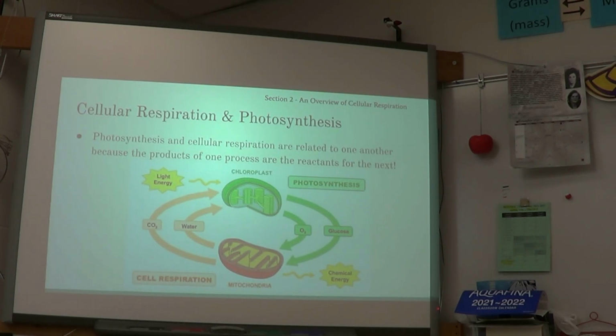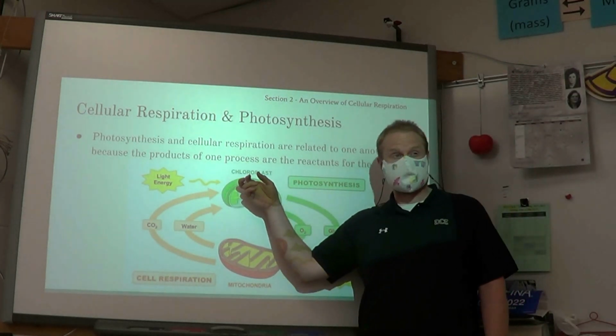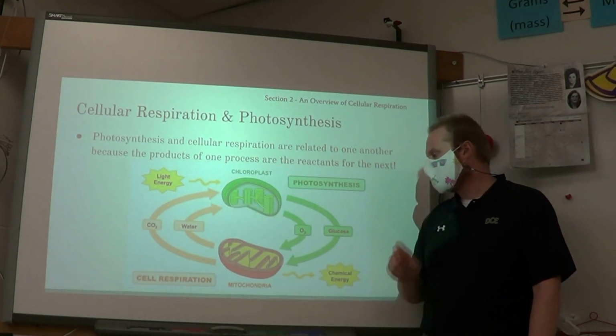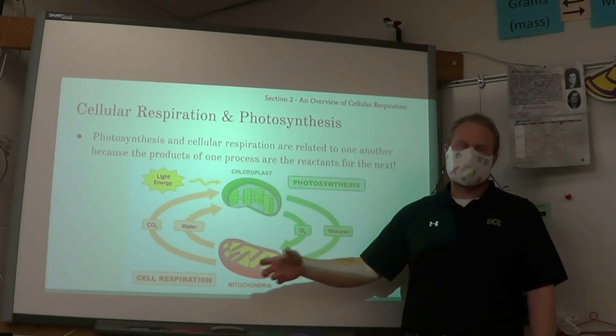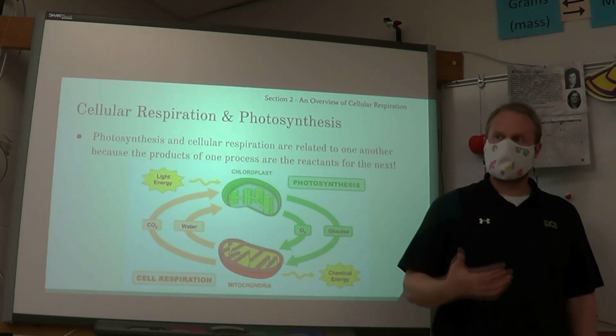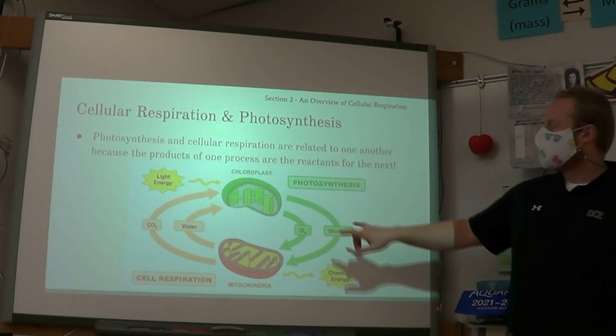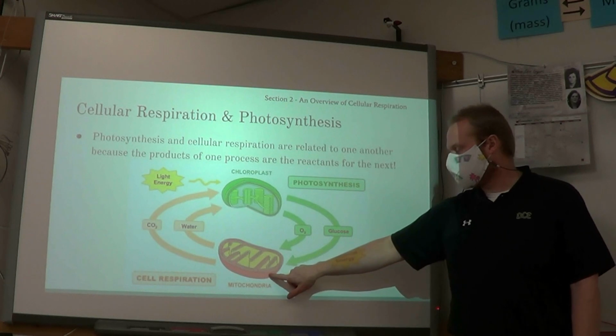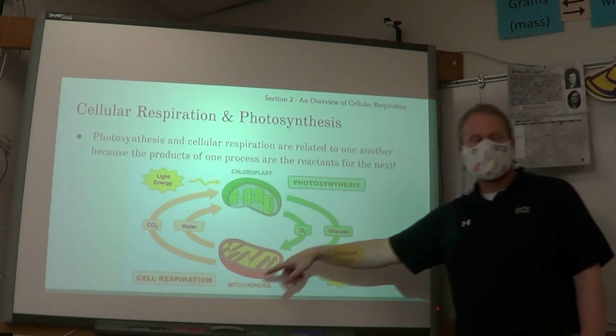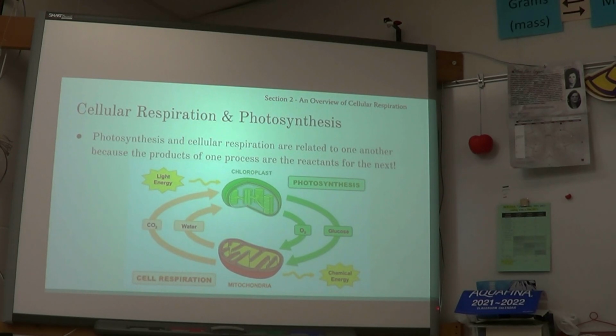Okay? If we were to look at where these things occur, photosynthesis occurs in the chloroplast of plants, algae, and some bacteria. Cellular respiration occurs mostly in the mitochondria of all living things. So if all living things go through cellular respiration, and if a plant is a living thing, which I hope we all agree that it is, that means that plants need oxygen in order to survive. They need glucose in order to survive. They just are the ones that make those two things.